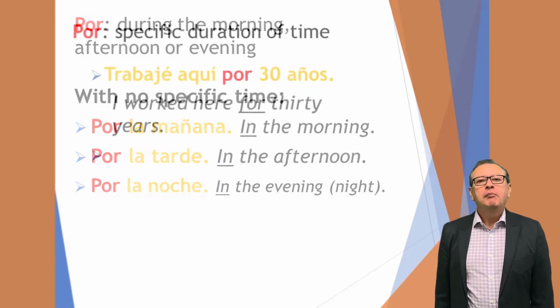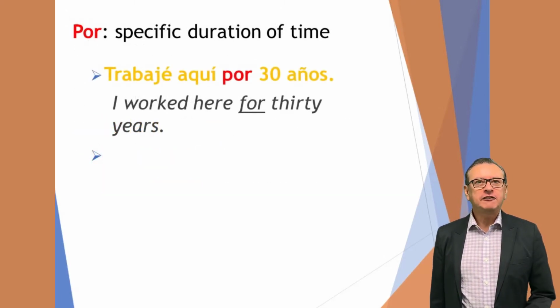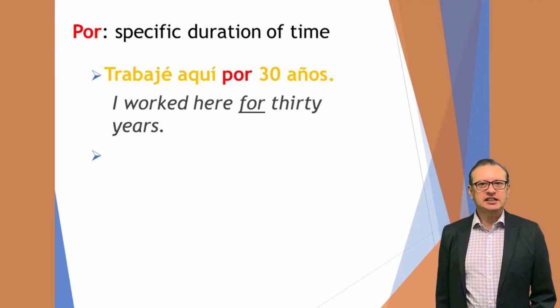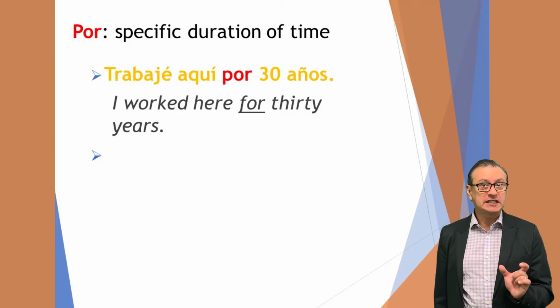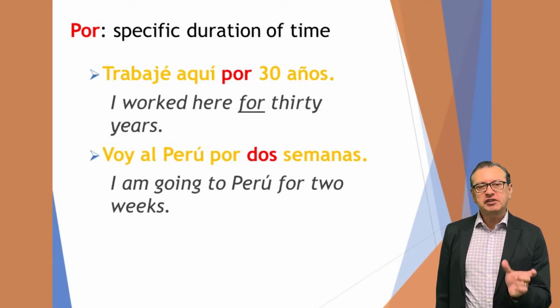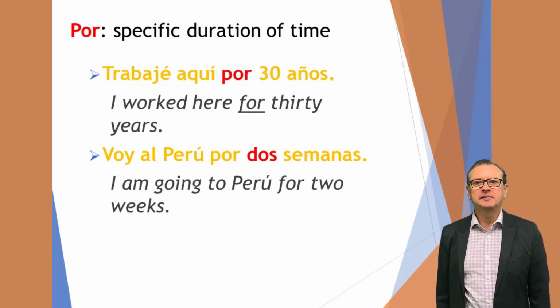All right. Por is also used for a specific period of time. For example, trabajé aquí por 30 años. 30 years is a specific period of time. Voy al Perú por 2 semanas. That's the duration of my time being there.